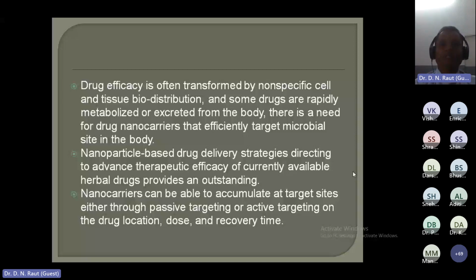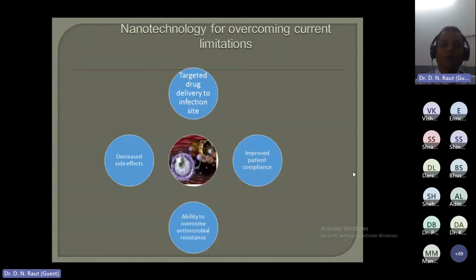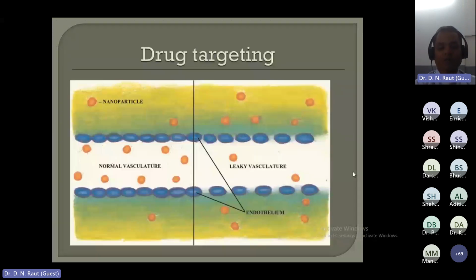So this is the nanotechnology that we could use especially for infectious disease. Drug resistance, adverse effects, inadequate drug concentrations, poor patient compliance, and increased frequency of administration can be overcome by nanotechnology. So nanotechnology overcomes these problems, improves patient compliance, can be targeted for delivery to the infection site, decreases side effects, and overcomes resistance in the case of microbes.